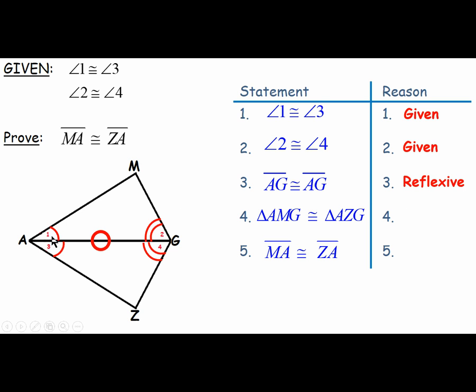Now we can see our two triangles are congruent. This is angle, side, angle. The side is the connecting side, the included side. So this is angle, side, angle for number 4, the reason our two triangles are congruent. And finally, the last question here: why is segment MA congruent to segment ZA? Well, the triangles are congruent, and these are corresponding parts, so that would be CPCTC.